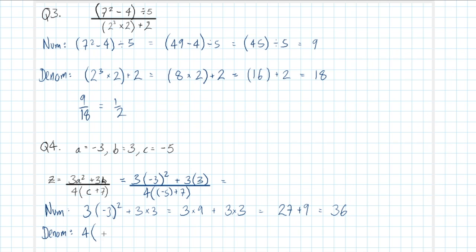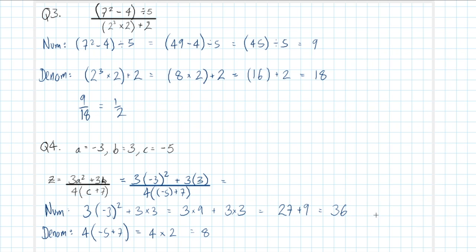The denominator: 4 brackets minus 5 plus 7. Inside the brackets, 7 take away 5 is 2. So 4 times by 2 equals 8. I've kind of missed out a step there, but not really. 7 take away 5 is 2, and then remember these brackets are always multiplied together. You just can't see the multiplication sign there. It's just taken for granted that 4 is multiplied by these brackets.